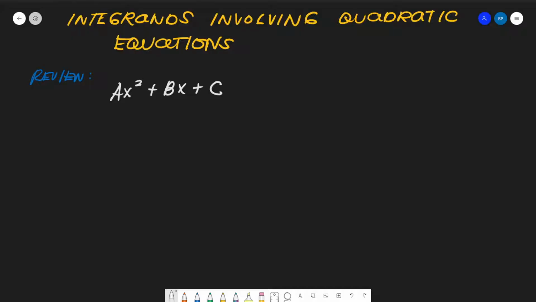Now, when we are dealing with integrals involving quadratic equations, ang goal natin lagi is to make the quadratic expression a perfect square trinomial. So paano nga ba natin ginagawang perfect square trinomial yung isang quadratic equation, or how do we find the roots of a perfect square trinomial?